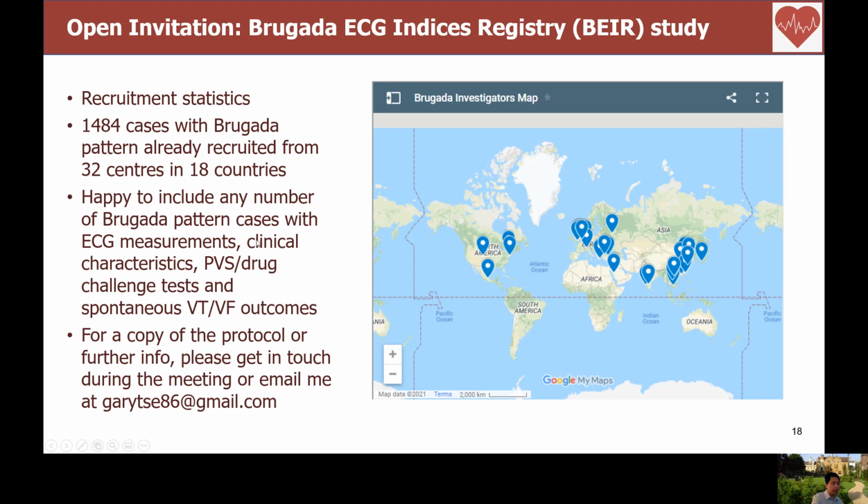So really, we want to build this study because we can validate the scores that have been developed by other groups, but also we want to develop our own score with the machine learning driven methodology. There is no minimum case requirement. So if you only have several cases, we still want to include you in the study and of course in the manuscript that arises from it. And if you're interested and you've got some Brugada cases, please do drop me an email here.